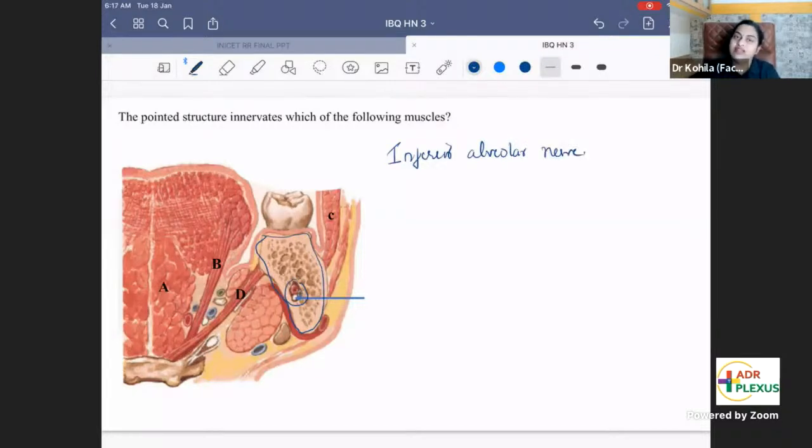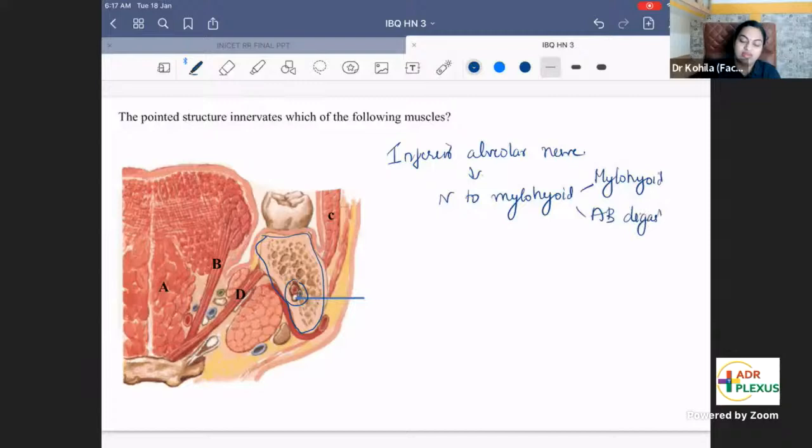So what are the muscles supplied by inferior alveolar nerve? It gives the nerve to mylohyoid that supplies mylohyoid and anterior belly of digastric. So can you identify mylohyoid here or anterior belly of digastric? Can you tell me the answer? What is A, what is B, what is C, and what is D? Yes?